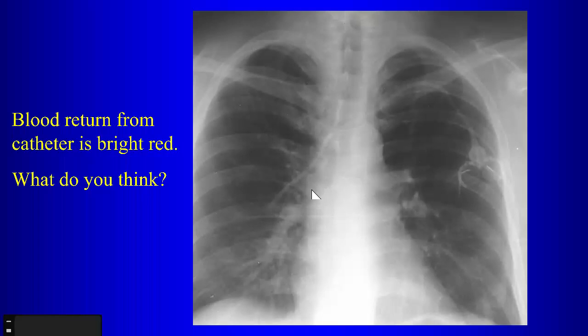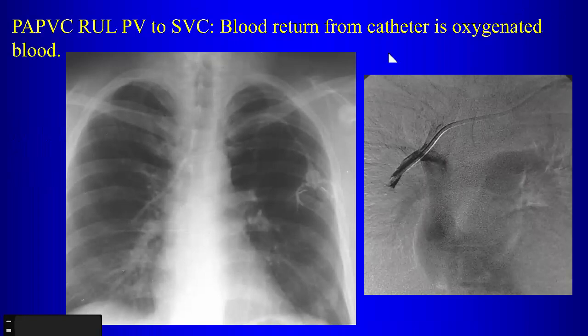Whenever you're not sure where a catheter is, first thing is check the blood return on the catheter, right? Make sure there is blood return so it's not sitting in the mediastinum where there's soft tissues. So this is going into a pulmonary vein with partial anomalous pulmonary venous return going to the superior vena cava.